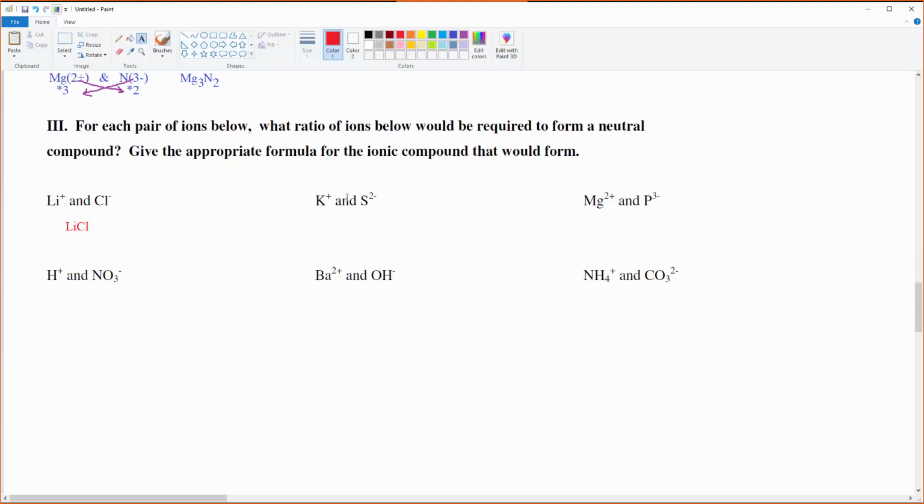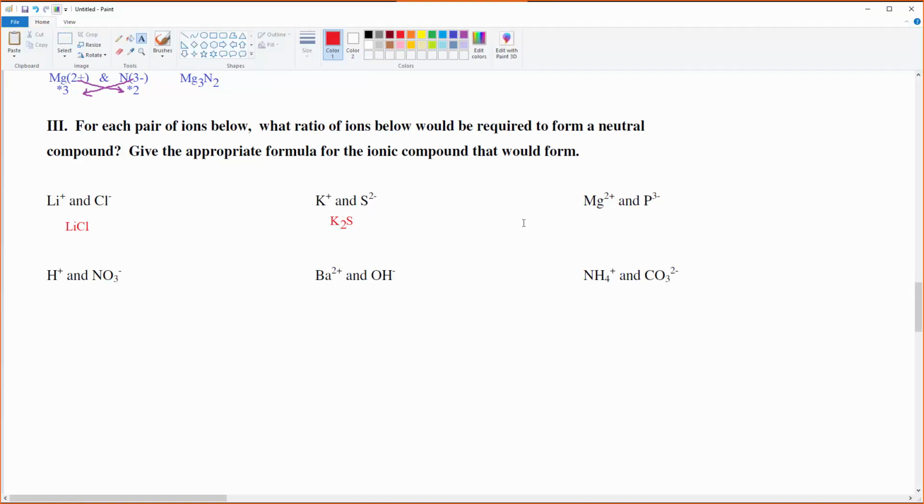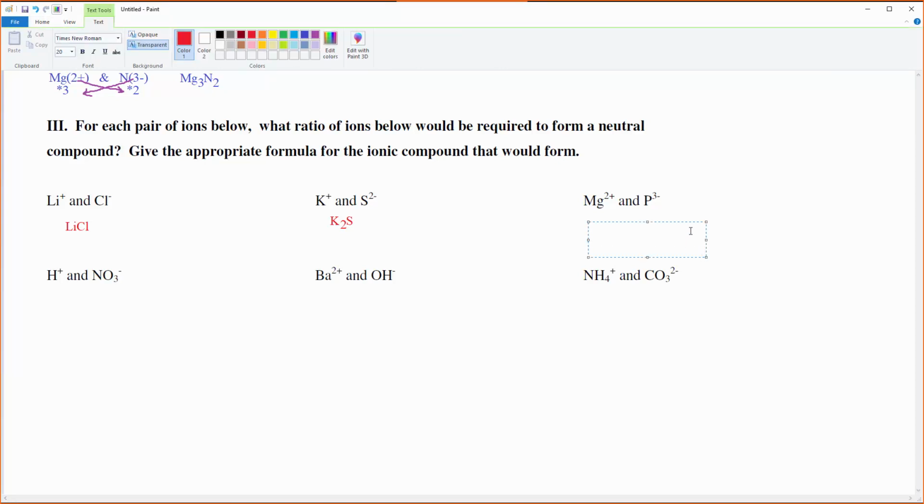Okay, what if I put K+ and S2- together? What should that look like? K2S. Perfect. And I'm getting better at making these fake subscripts here. So K2S. All right. What about Mg2+ and P3-? Mg3P2. Sarah, you were rocking this.